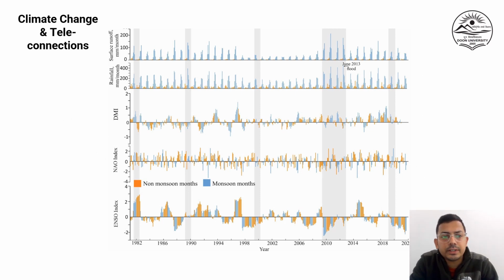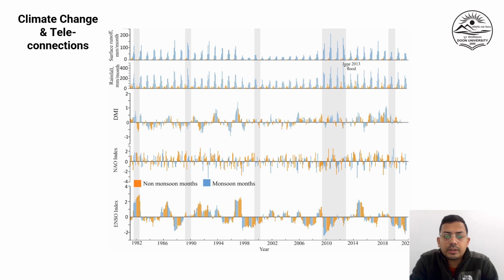And then climate change and teleconnections in the context of Uttarakhand. The x-axis represents the temporal scale from 1982 until 2022. Then we have the ENSO index, El Nino Southern Oscillation, the North Atlantic Oscillation, the DMI, which is another name for the Indian Ocean Dipole, then rainfall variation and surface runoff variation. I have used different colors: orange for non-monsoon months and blue for monsoon months. These gray bars represent anomalies in these plots.